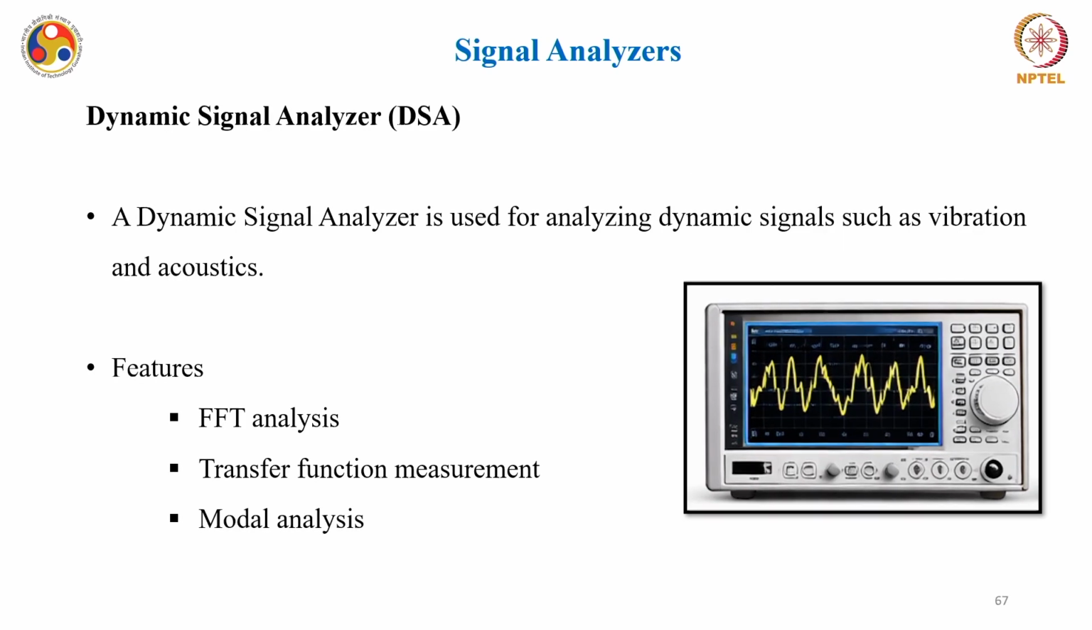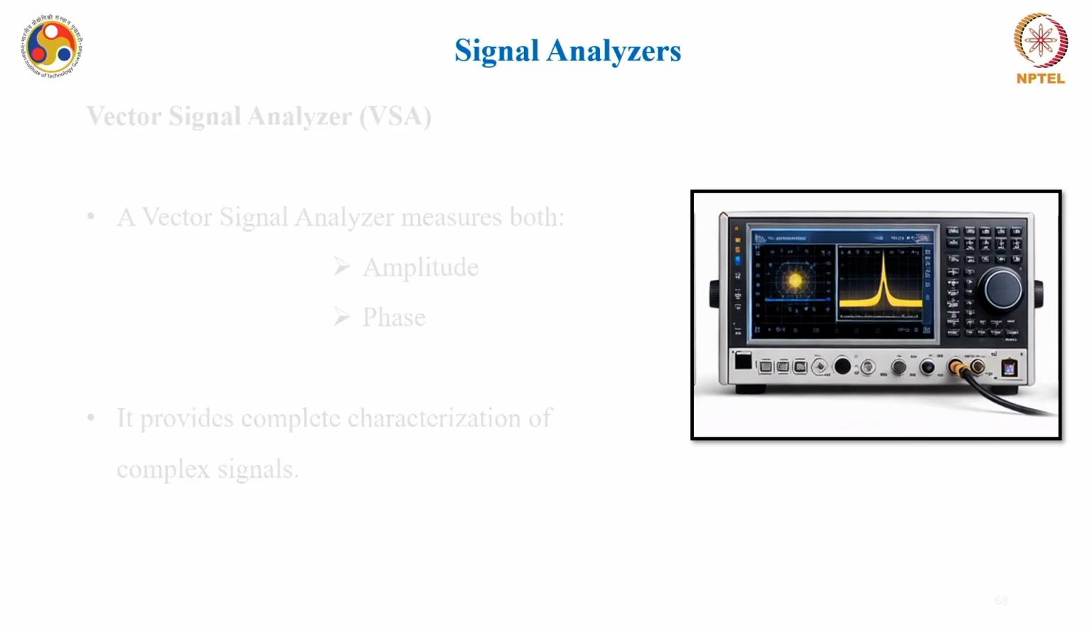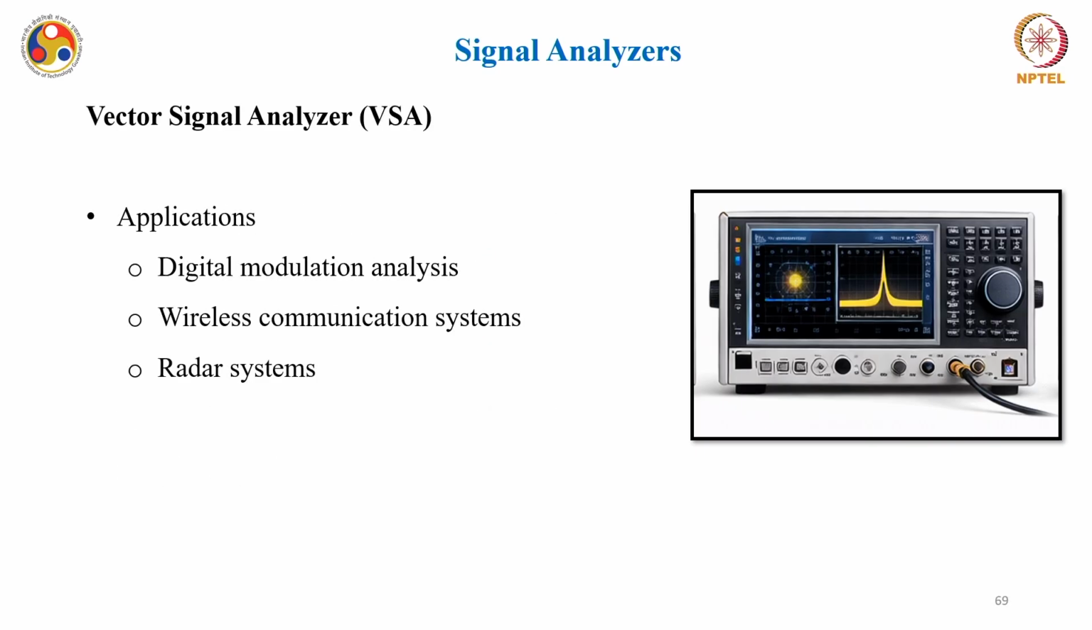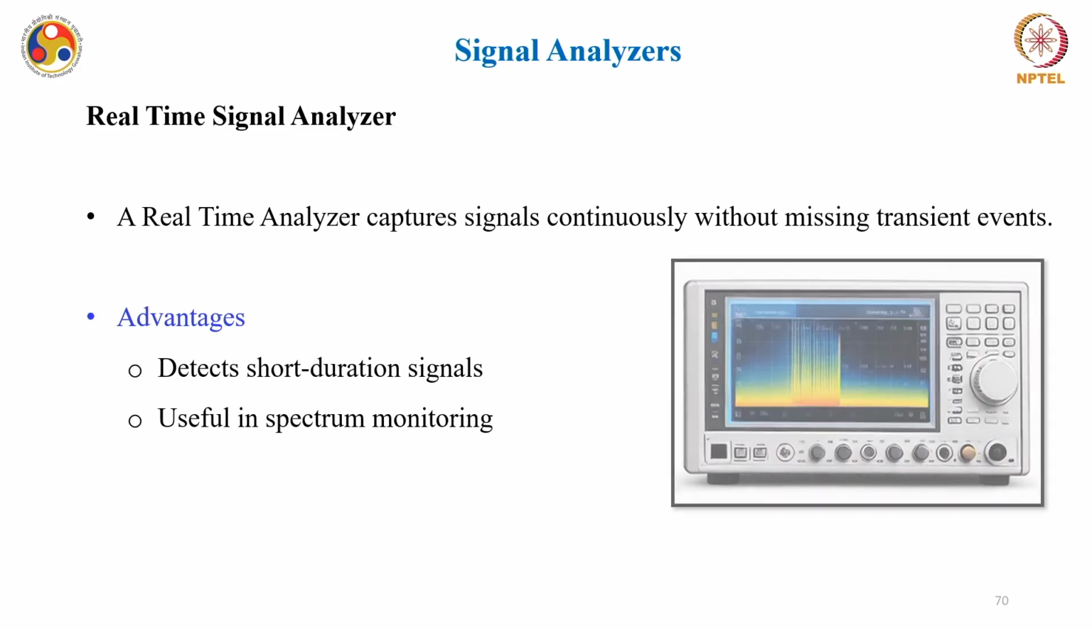Similarly, we have dynamic signal analyzers, which are used for analyzing dynamic signals such as vibration and acoustics, and they can help you in FFT analysis, transfer function measurement and modal analysis. A VSA measures both amplitude and phase and provides complete characterization of complex signals. Its applications are in digital modulation analysis, wireless communication systems as well as advanced radar systems. Real-time signal analyzers capture signals continuously without missing any transient events, they can detect even short duration signals, and they are useful in spectrum monitoring.